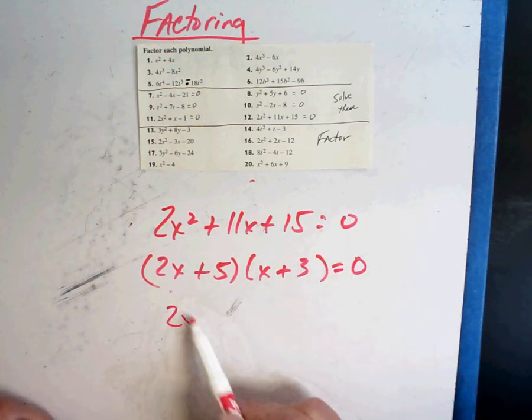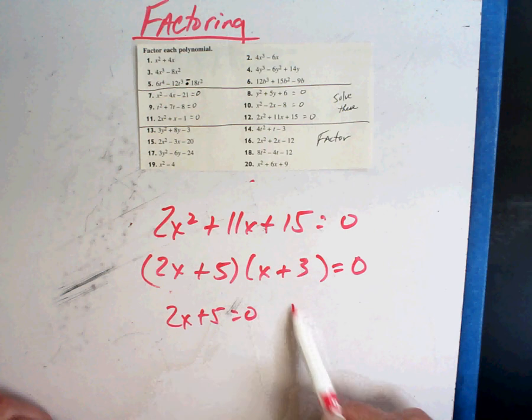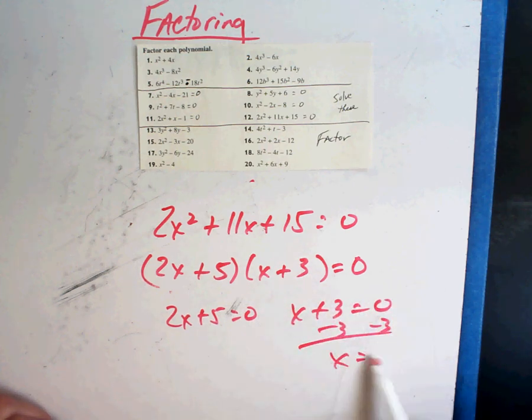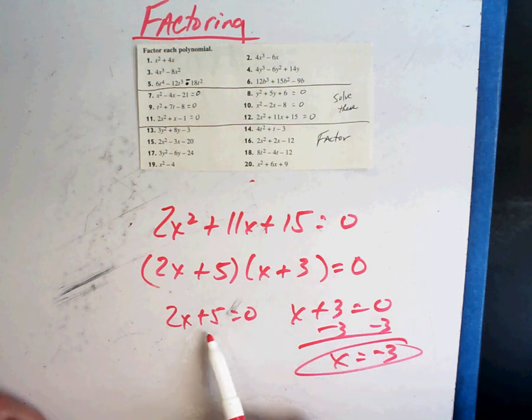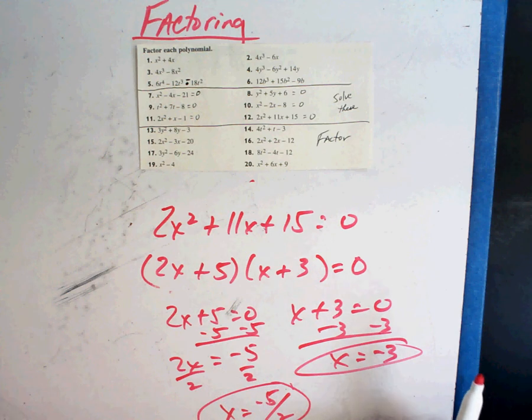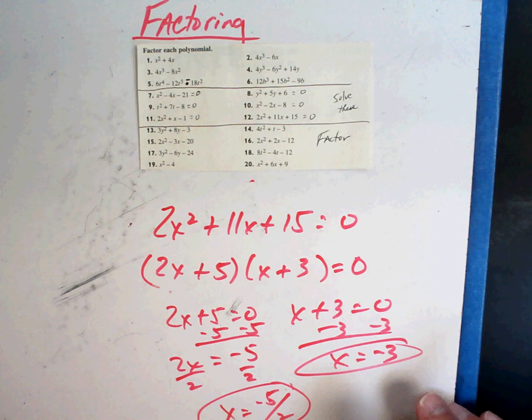So 2x plus 5 equals 0, and x plus 3 equals 0. This one's an easy solve. x equals minus 3. There's one of my solutions. Minus 5. 2x divided by 2. x equals minus 5 halves. The reason I can do it quickly is I do it quite often. It's just a quick pace, and you're just learning how to do it. And not only learning how to do it, learn how to do it a little bit faster.